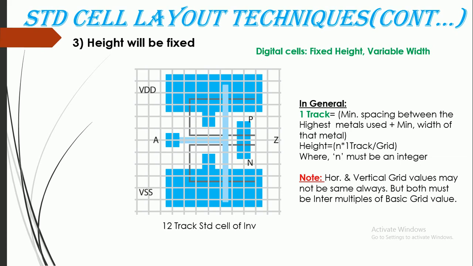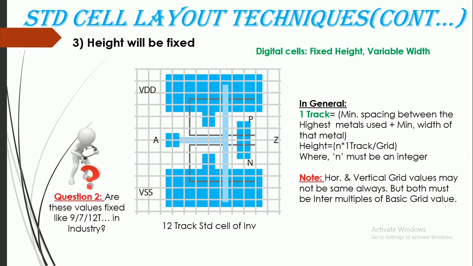And again, the faceless man came in and he is asking one more question: are these values fixed, like 7, 9 and 12 track, in industry? If you know the answer, please comment in the comment section, and let's move on.